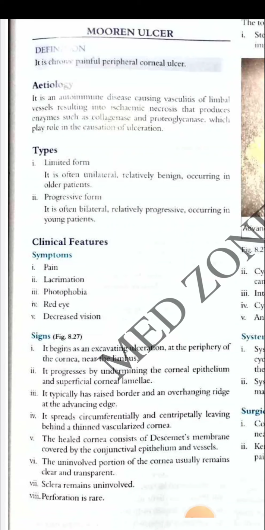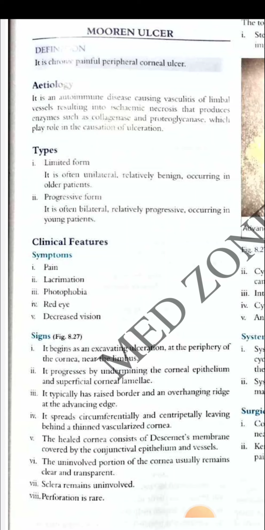First of all, see its definition: it is a chronic, painful peripheral corneal ulcer. As its name indicates, it is a peripheral corneal ulcer, which means it occurs at the periphery of the cornea. We can also say that it occurs near the limbus. The limbus is the junction of the cornea and sclera, and it is a very painful condition. The patient has severe, intolerable pain in this condition.